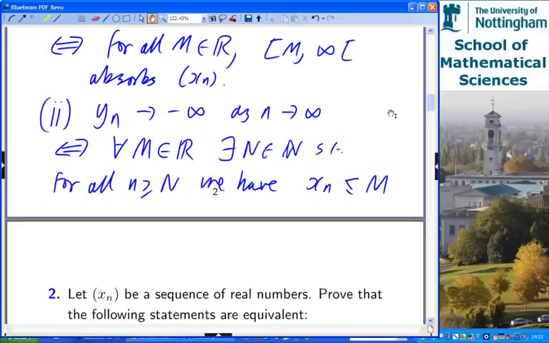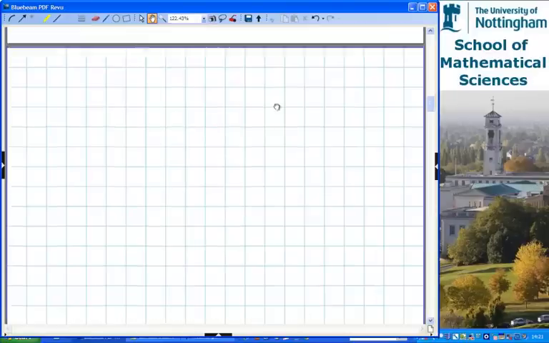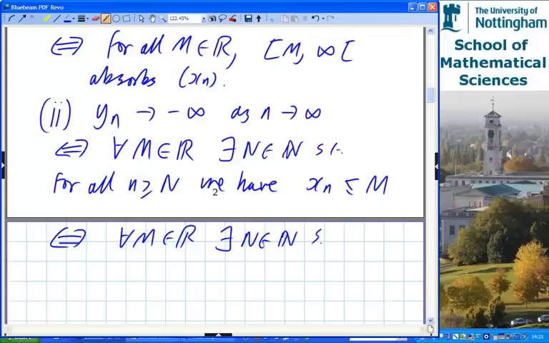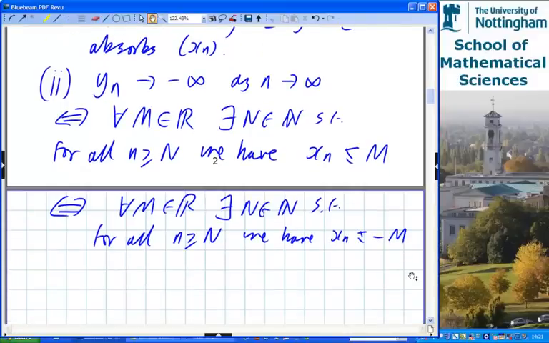So in fact, let's have an extra page. So I'll point that out. That's if and only if for all m in R there exists an N in the natural numbers such that for all n greater or equal to N we have xn less than or equal to minus m. If you like that one, the nice thing about that one is you can use the m greater than naught version for that. Remember, it's the getting to the left of very negative numbers that matter.